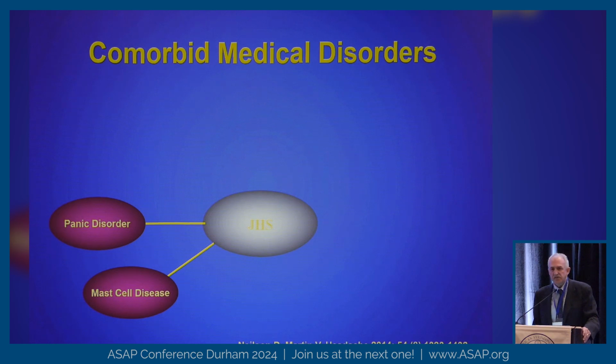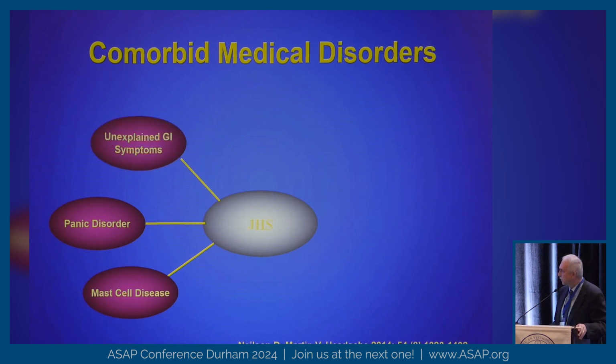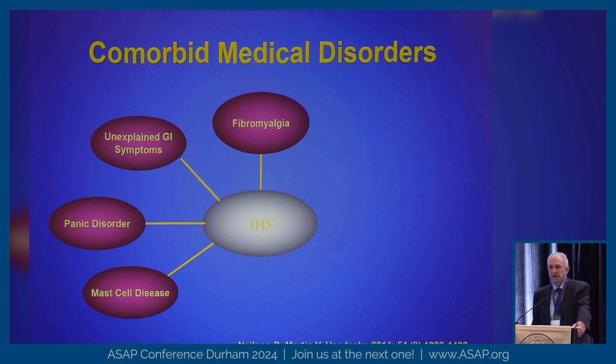Panic disorder. So panic disorder is like 13 to 15 times more common in EDS patients than in the general population. So people will get nervous and they'll feel like their heart races and they develop palpitations with panic disorder. Unexplained GI symptoms. So irritable bowel syndrome is very common in patients with EDS. Fibromyalgia is more common as well. So if you have pain in 5 or more locations, you have neck pain and low back pain and knee pain and head pain and so forth, it is very common.